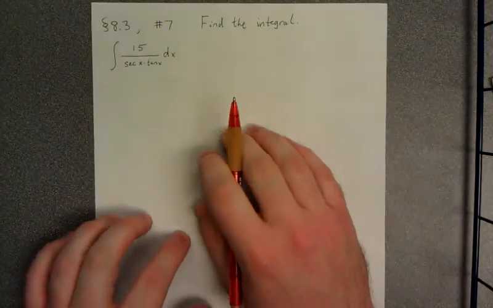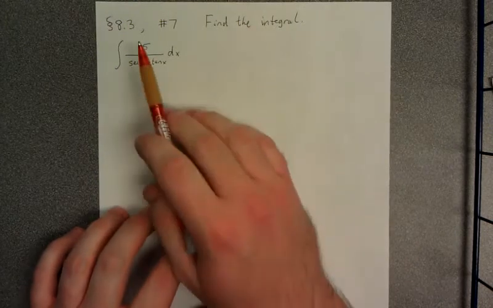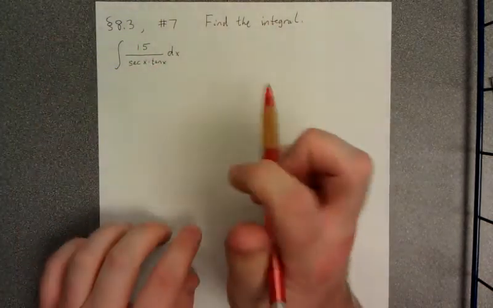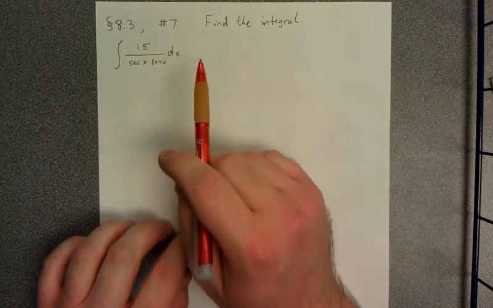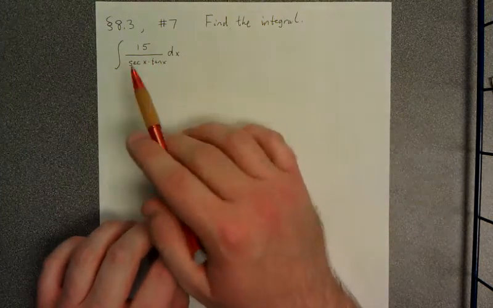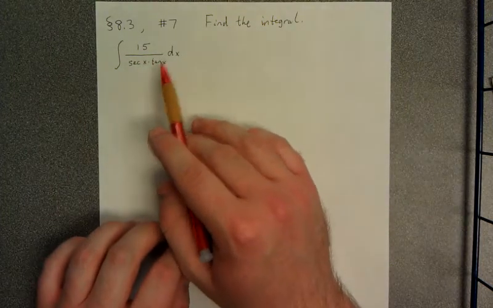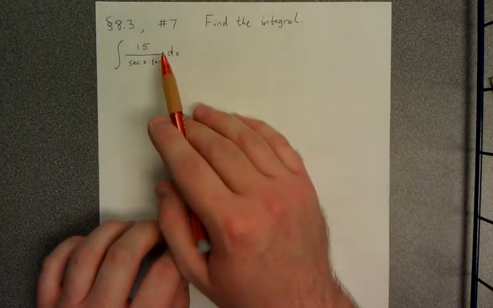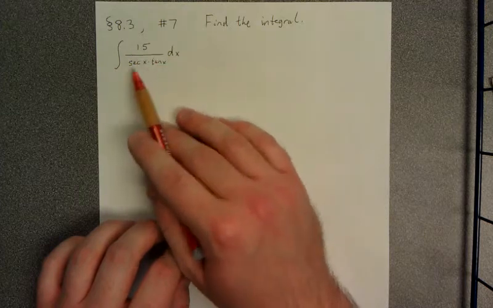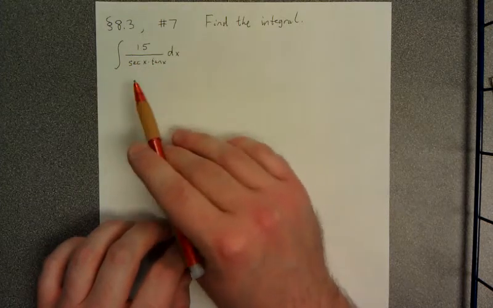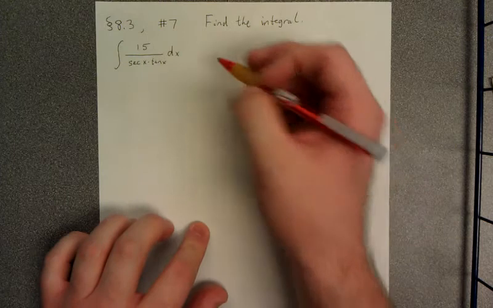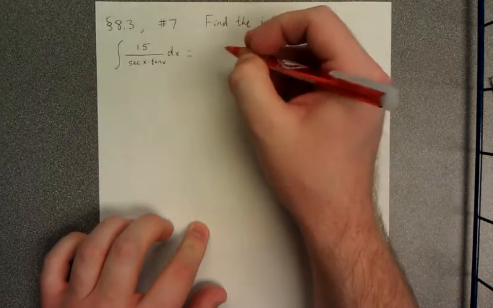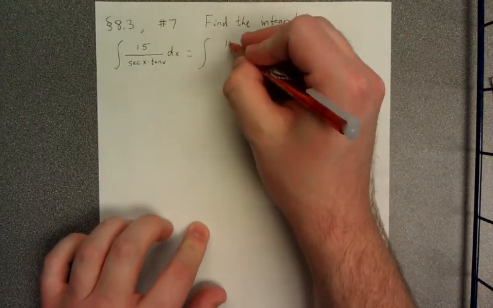So, we've had a request from a Calculus 2 student to do a problem that is like problem number 7 from the WebAssign homework. This is the integral of 15 over secant of x tangent of x dx. Now, normally what we're used to seeing is not trig functions in the denominator. So the first thing that I'm going to do with this integral is use a couple of fundamental identities.